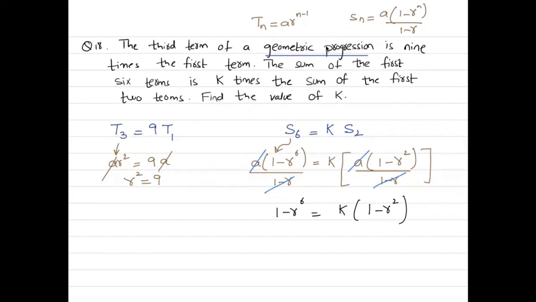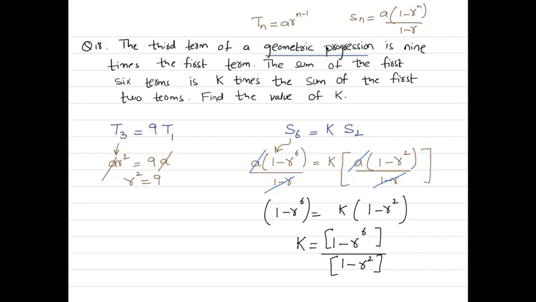Okay. And what is going to be the value of K? Would you agree K is going to be equal to 1 minus R to the power of 6 divided by 1 minus R squared? Yes. Is everyone with me till here?